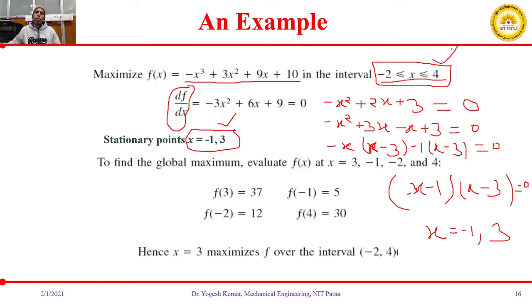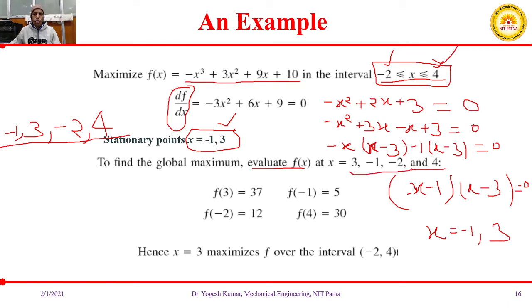Okay, so by chance all these two points are lying between -2 and 4. So we will calculate the value of function f(x) for x equal to -1, x equal to 3, and the values at your given interval endpoints, x equal to -2 and x equal to 4. So we are finding the global maximum value. So we will evaluate function f(x) at x equal to 3, x equal to -1, -2 and 4.